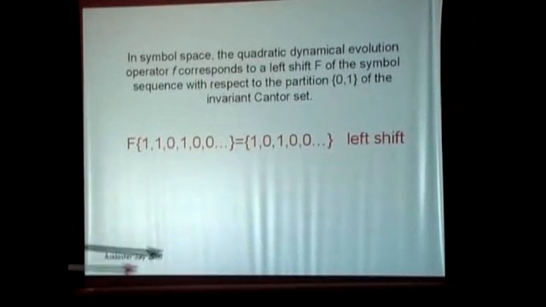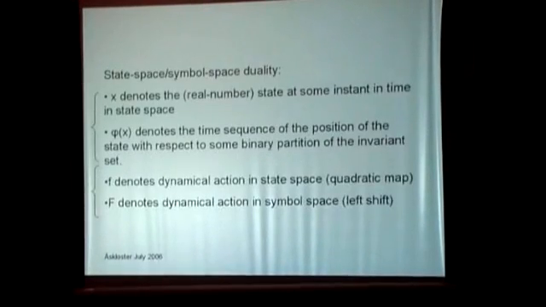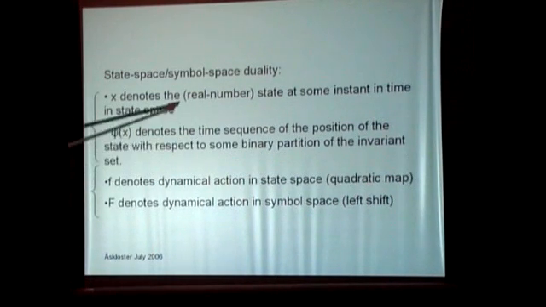So this is the idea that the nonlinear dynamics in symbol space is actually just a rather simple shift operation with respect to that partition. This is an important thing. I want to get over this duality: there's the state space description and the symbol space description. The symbol space you can just think of as a time sequence of the position of that state with respect to the binary partition under the action of the nonlinear dynamics. And then you have the original nonlinear dynamics in state space, and the corresponding operator, the shift operator in symbol space, and they're doing the same thing.